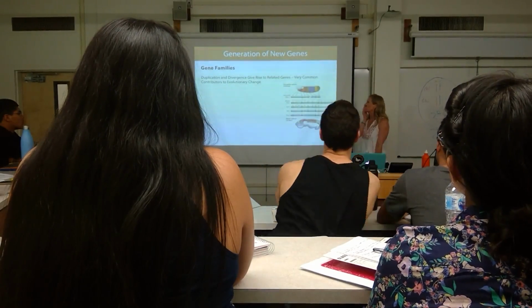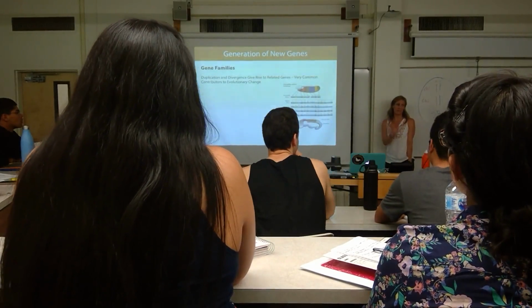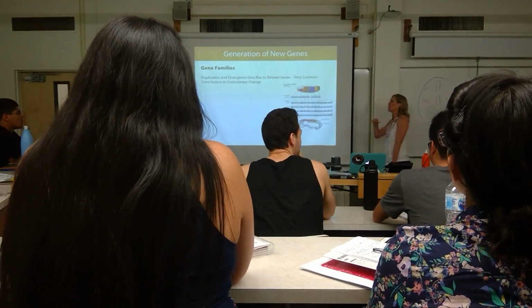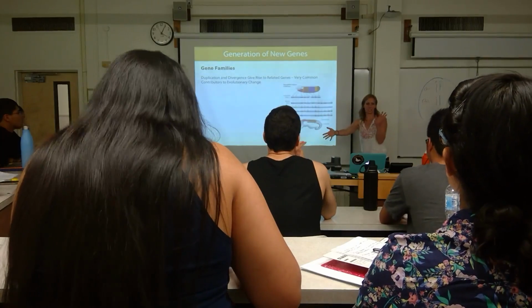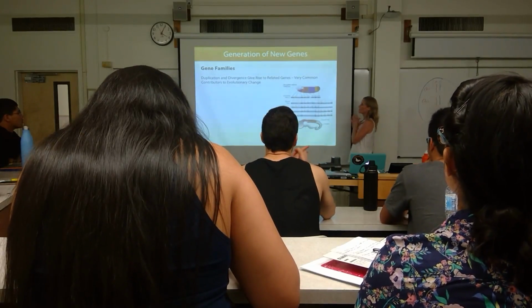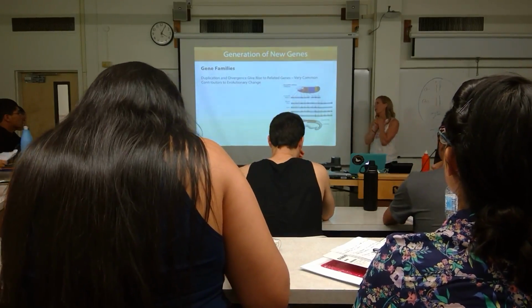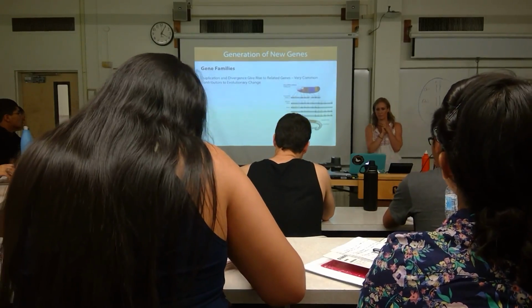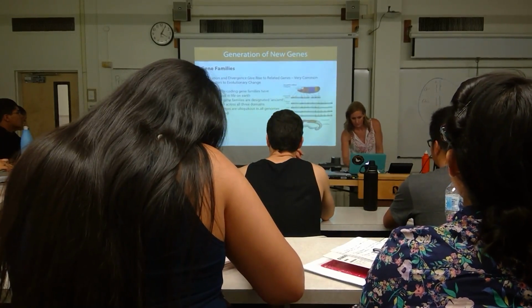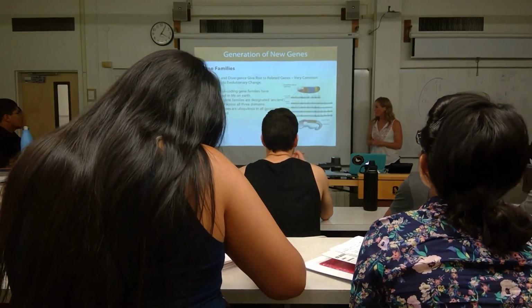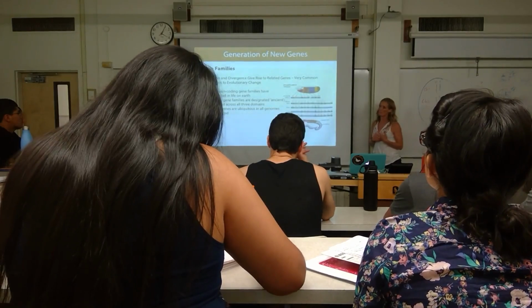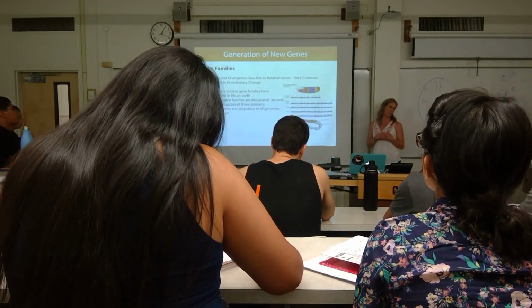All right, so duplication coupled with divergence, okay? So the duplication of a gene and then those genes diverging give rise to related genes. These are very common contributors to evolutionary change. All right, so what are some fun facts about gene families? There are about 5,000 protein coding gene families that have been identified in life on Earth.